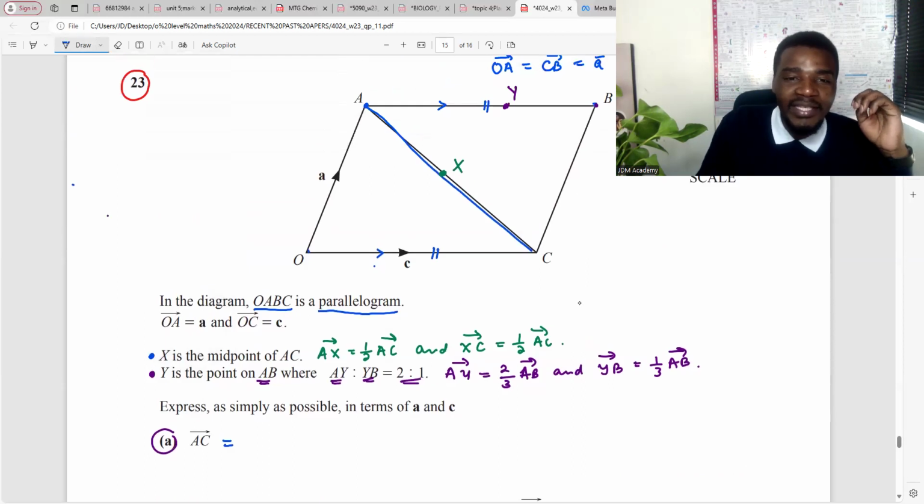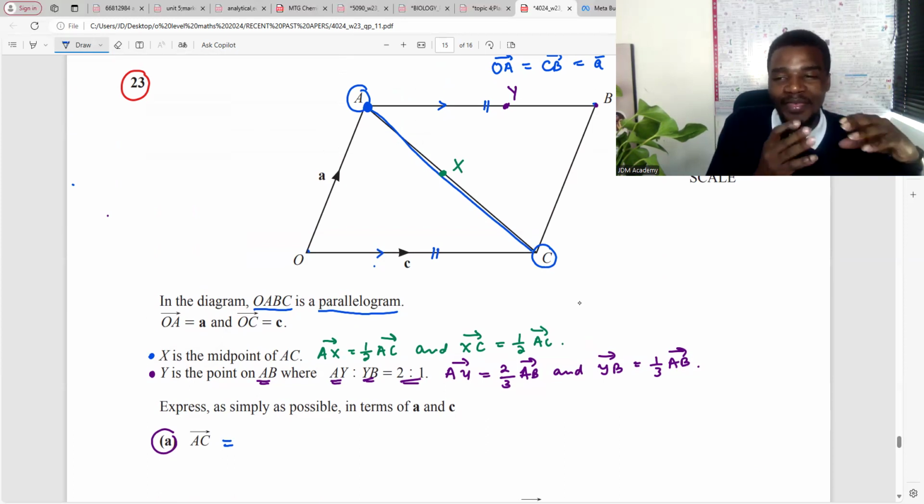So what do we mean? Let's say we are at position A here, and we want to go to point C. So how are we going to move from A to C? Let's identify the path that we have to follow. It's very important. So identify the path from A to C.